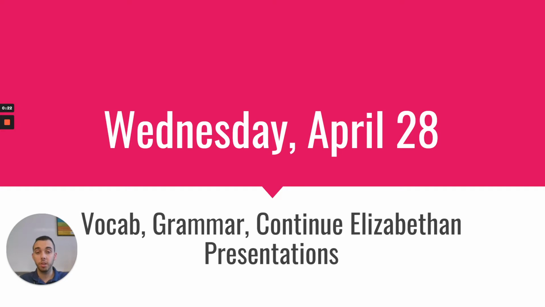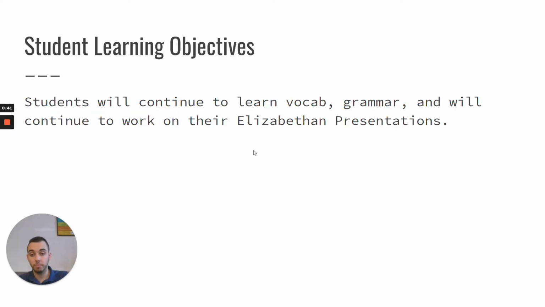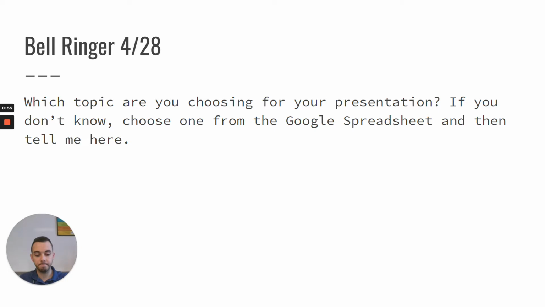It should also give a pretty brief and hopefully clear overview of what you should be doing today, wherever you happen to be. So today, this video will cover vocab, grammar, and then we'll hopefully answer the main questions on Elizabethan presentations, which you should still be working on. So your student learning objectives for today: students will continue to learn vocab, grammar, and will continue to work on their Elizabethan presentations. Those are going to be the biggest things that you are working on for today's class period.